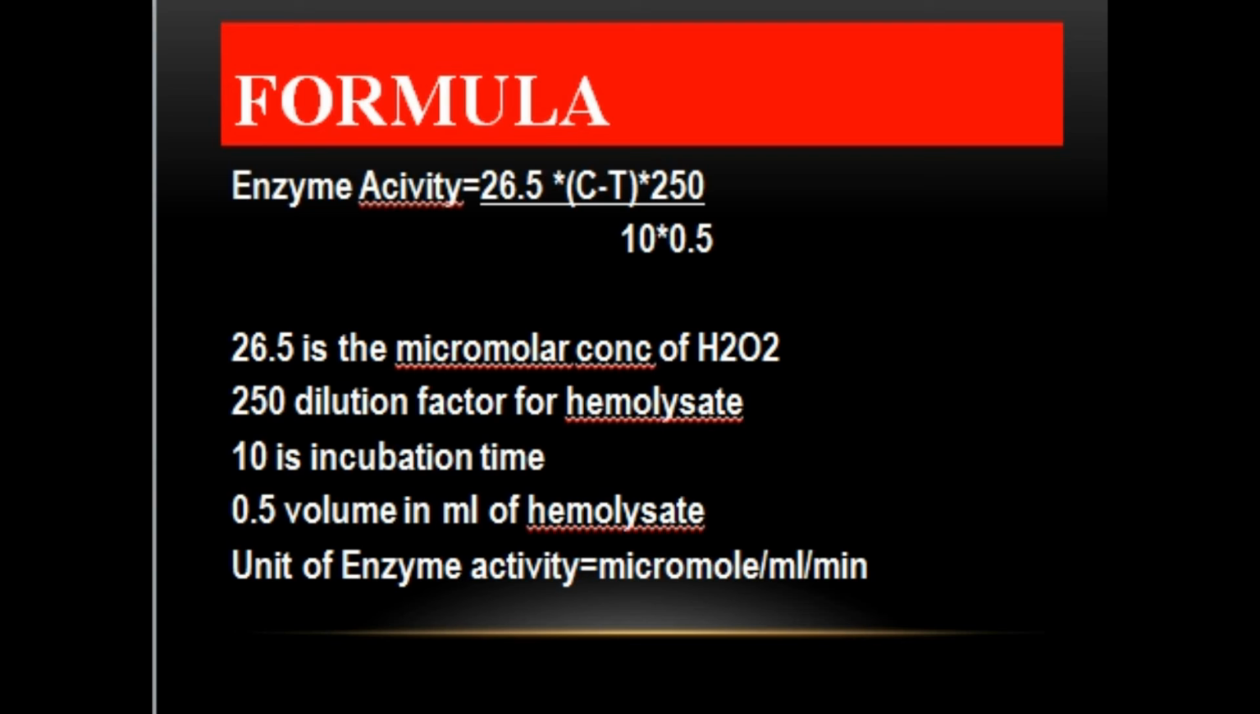and the formula is that enzyme activity is equal to 26.5 multiplied with the change in volume from control to test. The volume of control should be high as compared to test. And multiply it with a dilution factor 250 and divide it with 10 into 0.5. 26.5 is the micromolar concentration of the hydrogen peroxide. 250 is the dilution factor of hemolysate. 10 is the total incubation time. 0.5 is the volume of the hemolysate taken. And the unit of the enzyme activity is micromole per ml per minute.